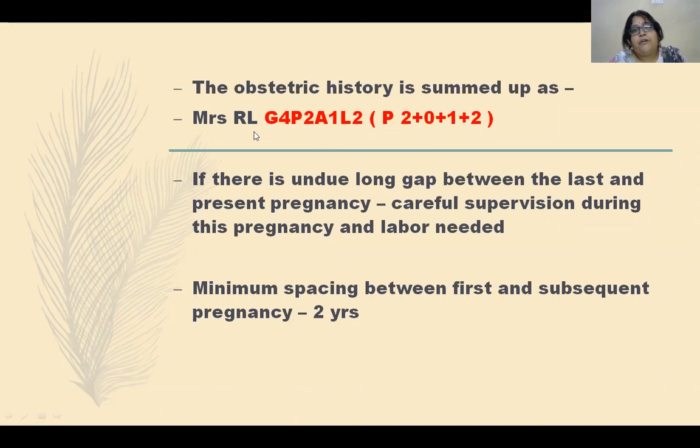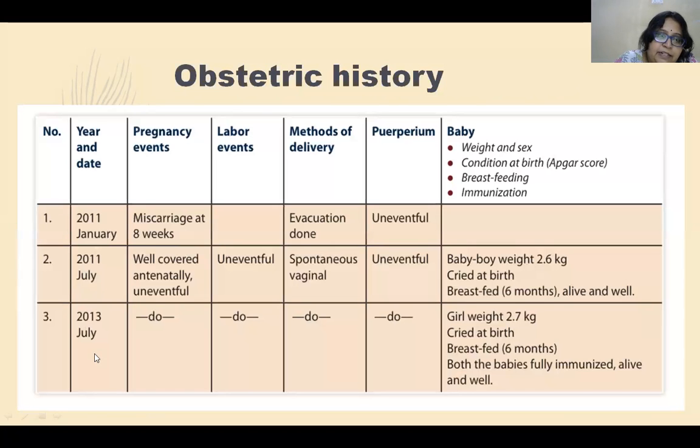So finally, how do you sum up your obstetric history? It is summed up as Mrs. RL, whoever she is, Gravida 4, Para 2, Abortion 1, Live 2. So this is first, second, third, and now she is again pregnant. So total, what is her Gravida? It is 4, total number of pregnancies, irrespective of the period of gestation, whether it was a miscarriage at 8 weeks or a term pregnancy, she comes under 4th Gravida.